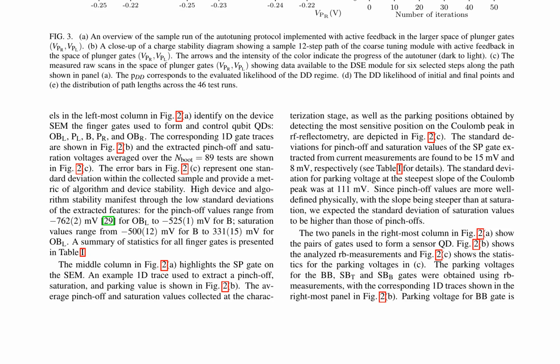The characterization of finger gates used to form and control qubit QDs is also discussed, including their pinch-off and saturation voltages, with error bars representing one standard deviation within the collected sample. High device and algorithm stability are evident through low standard deviations of the extracted features. The SP gate characterization, including its pinch-off, saturation, and parking values, is also presented, along with the pairs of gates used to form a sensor QD and analyzed RB measurements and statistics for the parking voltages.